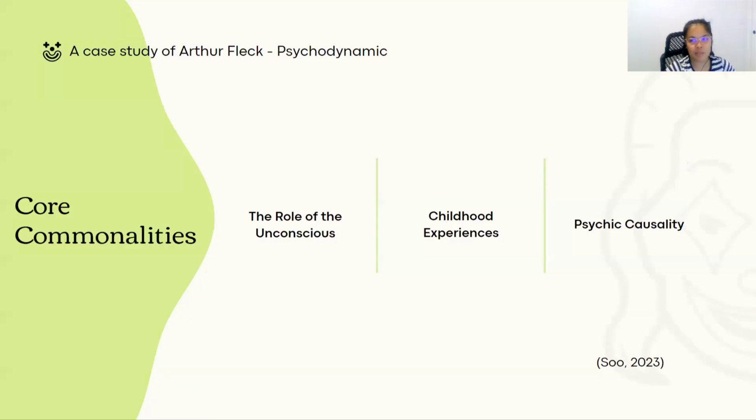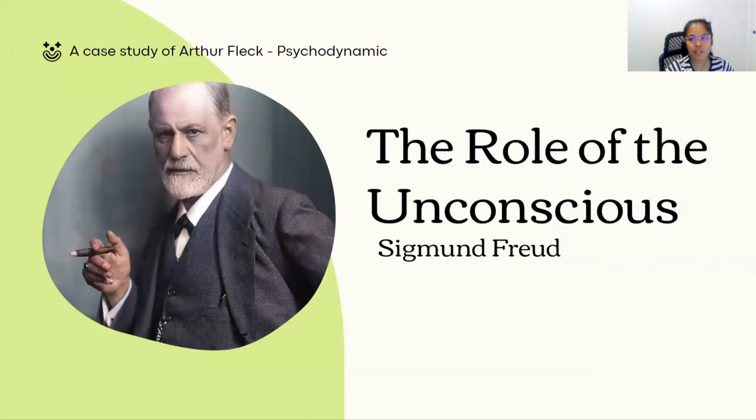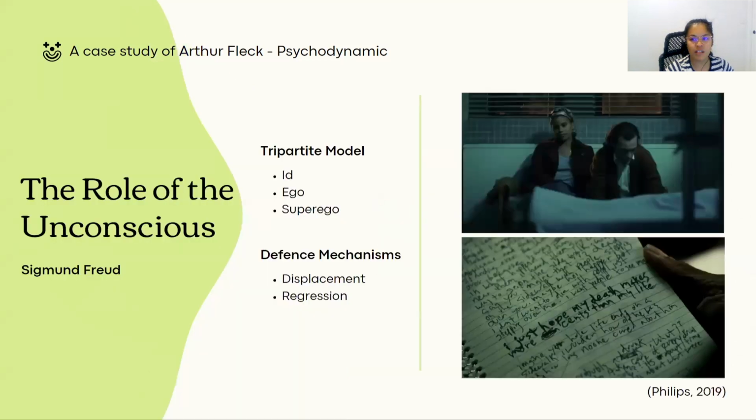All psychodynamic perspectives on personality agree on three core ideas: the primacy of the unconscious, the role of childhood experiences, and the notion that all human thoughts, motives, and emotions are determined by unconscious processes. To better understand Arthur Fleck, I will discuss these core ideas using concepts from prominent psychodynamic theorists. Psychodynamic theorists concur that we process our memories, motives, and feelings outside of our conscious awareness.